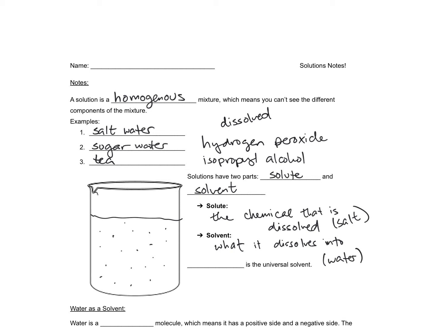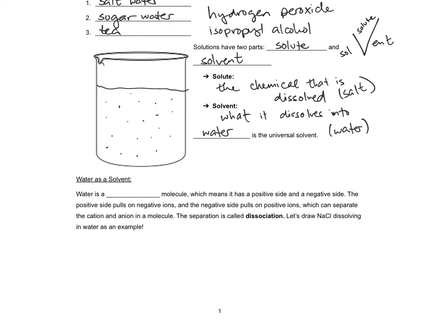One of the mental tricks for remembering these two is that the V from solvent can open up and hold inside it the solute. So the solute goes into the solvent. And then we call water the universal solvent because it can dissolve so many different things. And we'll actually see here in a second why that is.